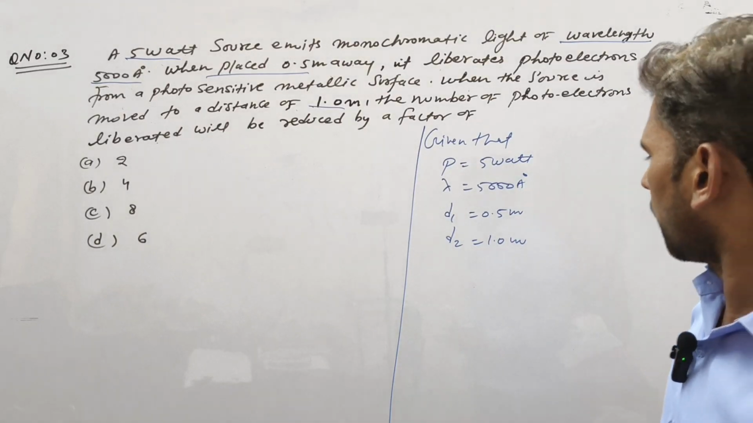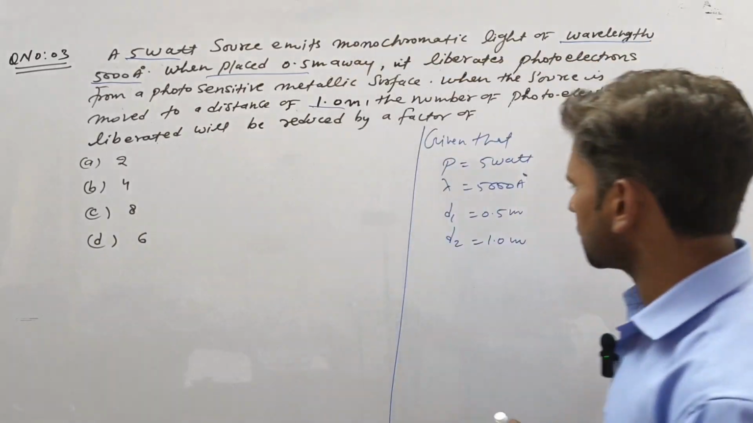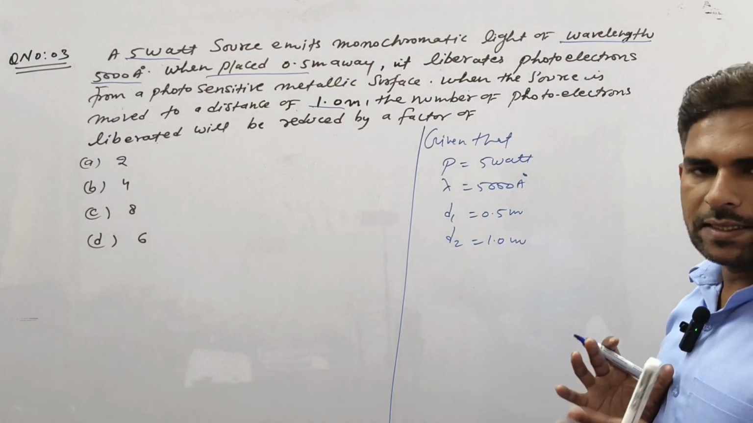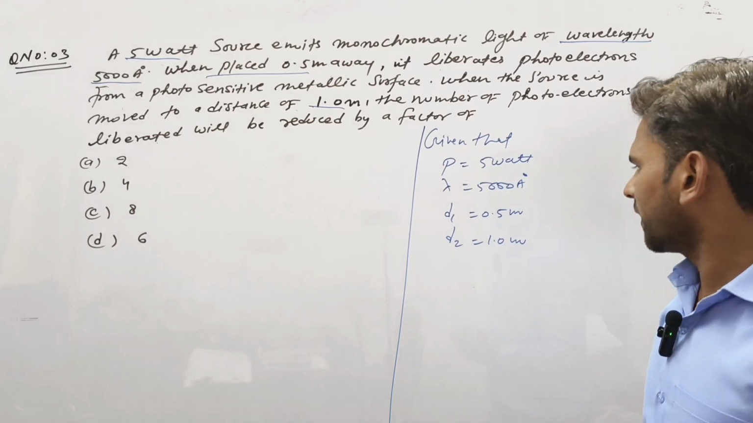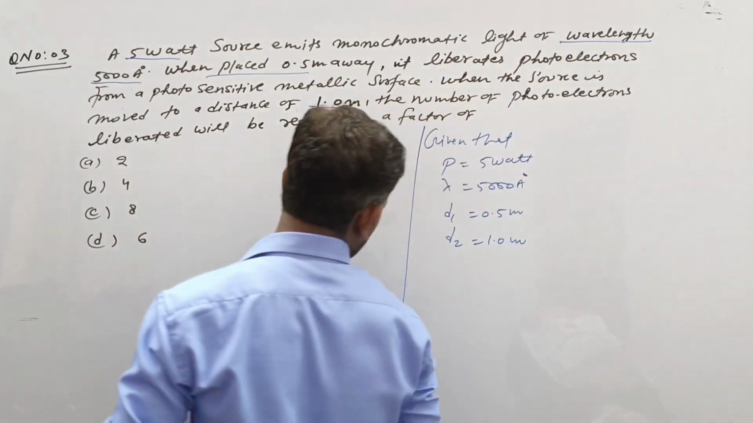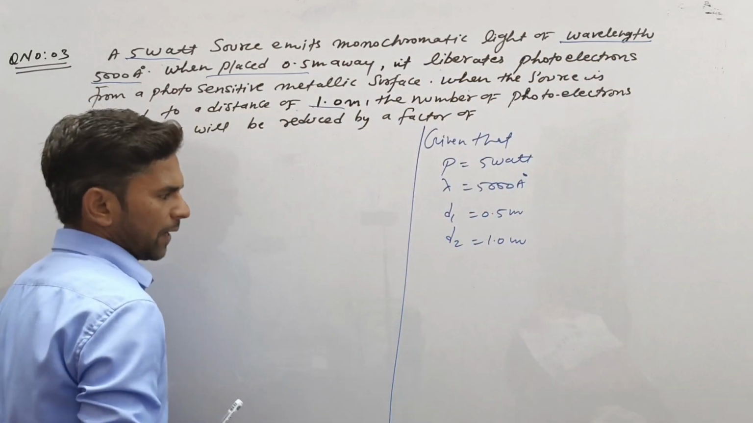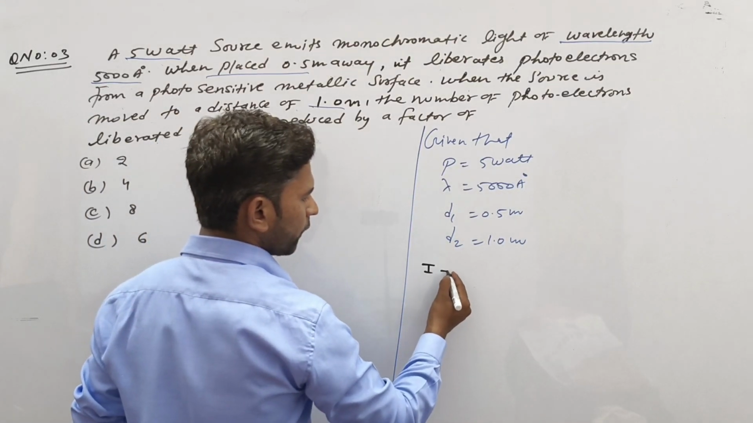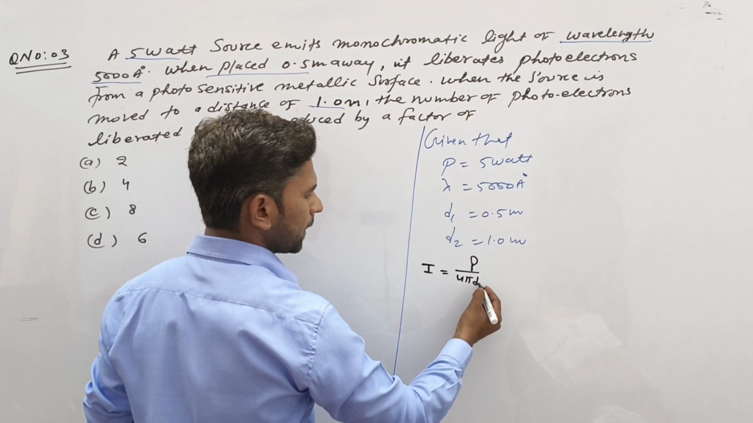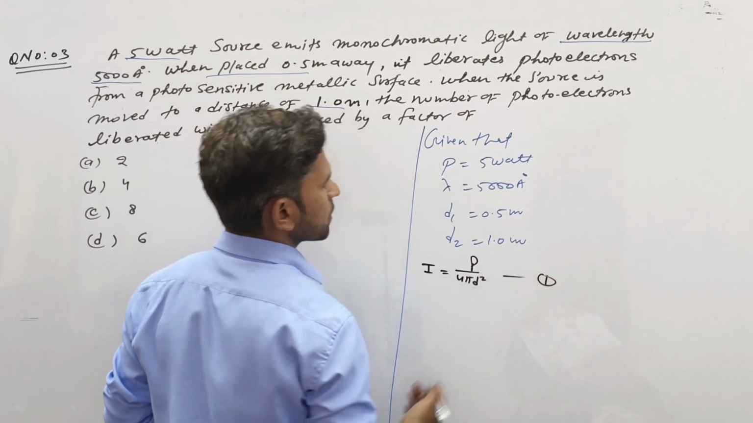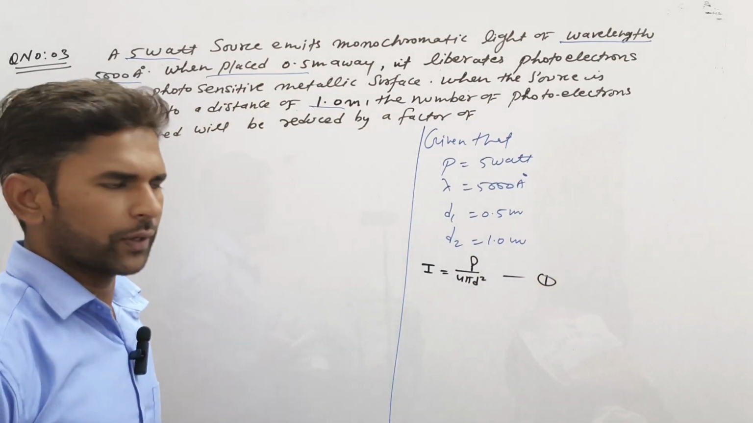Okay, so now you know the relation between the intensity of light, power and distance. They have a relation like this: intensity of light is equal to P upon 4 pi d square. This is a formula you can consider.